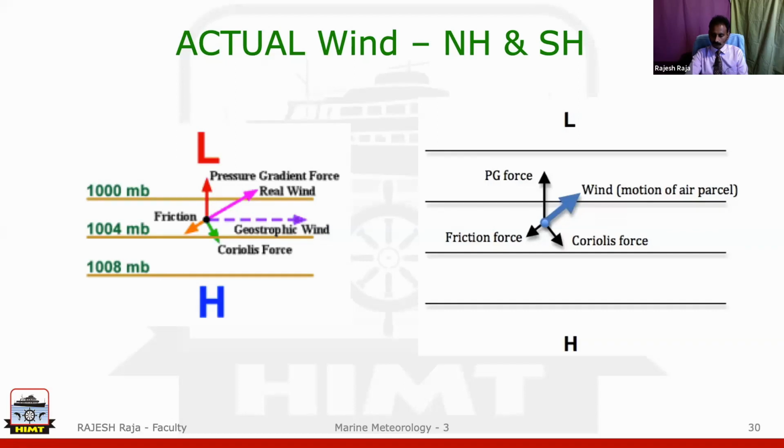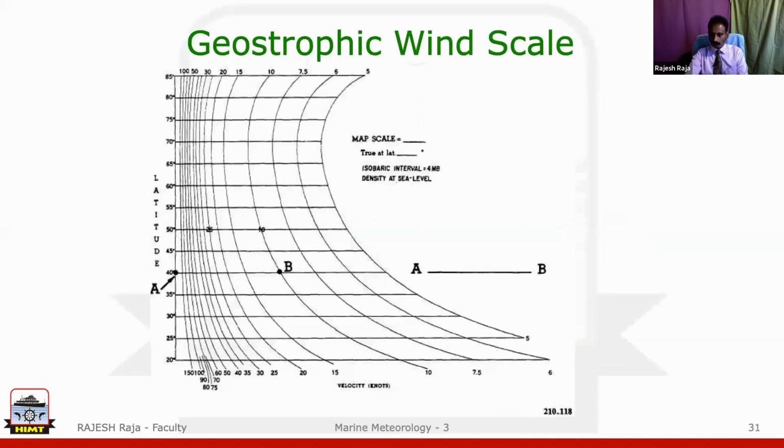So with result of this, now what will you see in your isobaric patterns? I'll just come to that in the next few slides. Let us look at a geostrophic wind scale. This normally is given to you in the weather facts. When you see a weather facts, you might get this on one top corner. How do you use it?